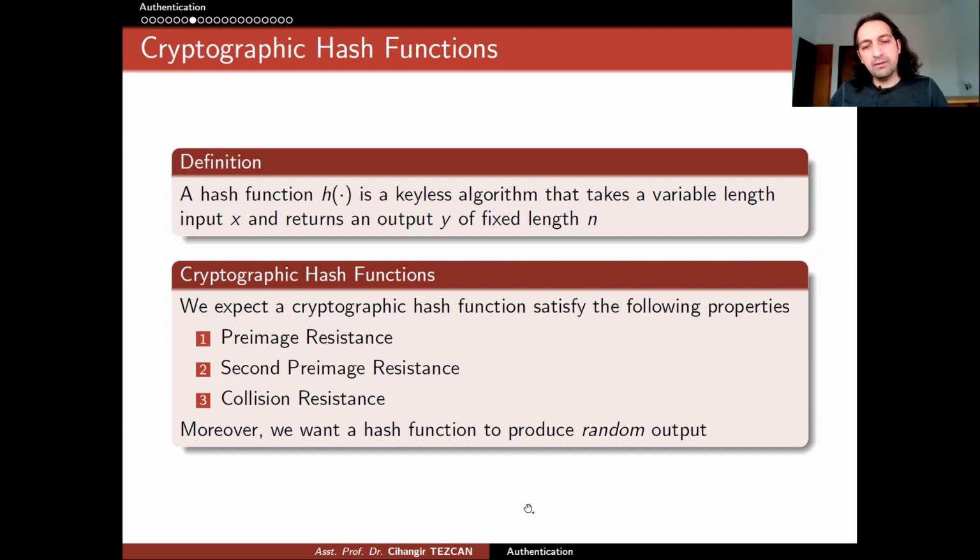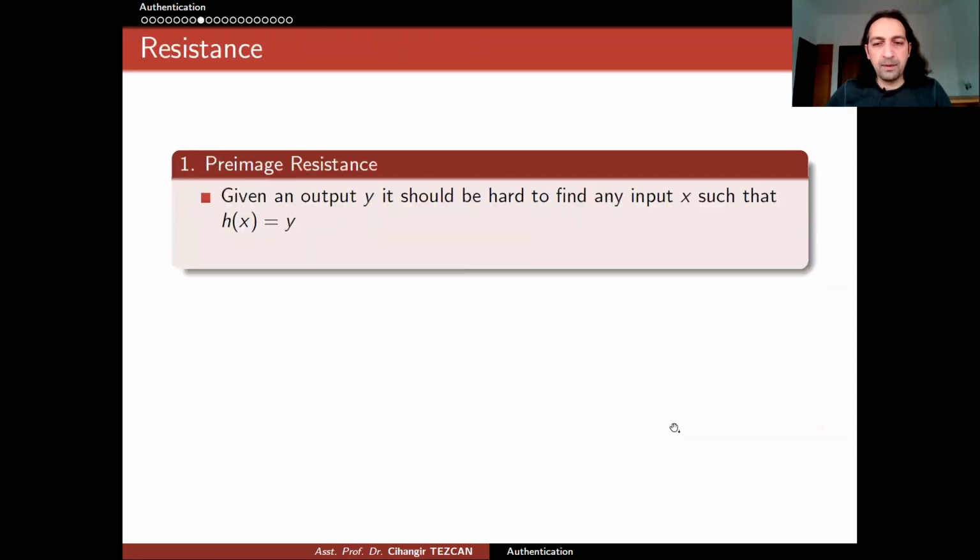But one thing we want more from a hash function is that we want it to produce random output. So this output Y should also look like a random number. Since it is just zeros and ones in terms of bits, they shouldn't have any specific pattern. This is important, especially in cryptocurrency mining. Okay, so let me give the definition of preimage resistance. Once you are given an output Y, it should be hard to find any input X such that H(X) equals Y.